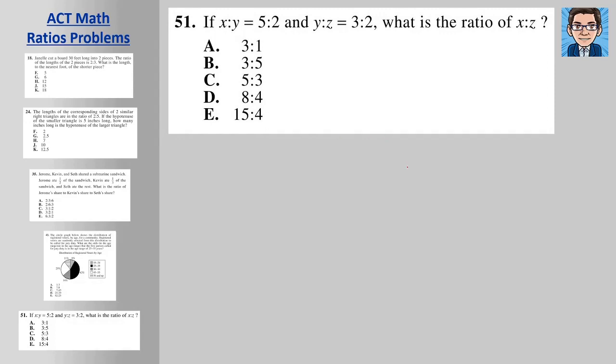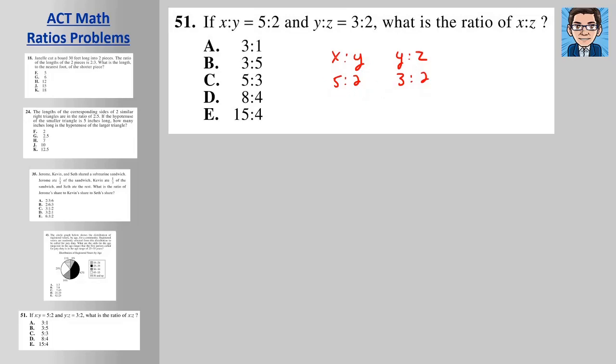Okay, this gives us a ratio of x to y is 5 to 2, and y to z is 3 to 2. What is the ratio of x to z? So let's write this out. X to y is 5 to 2, and then y to z is 3 to 2. Now we can't compare these two because our y's are different. So let's figure out how to make it so that we have a y that we can have the same. So if this is 2 and this is 3, we could convert it to 6. So we can have a y of both 6 that we could then compare.